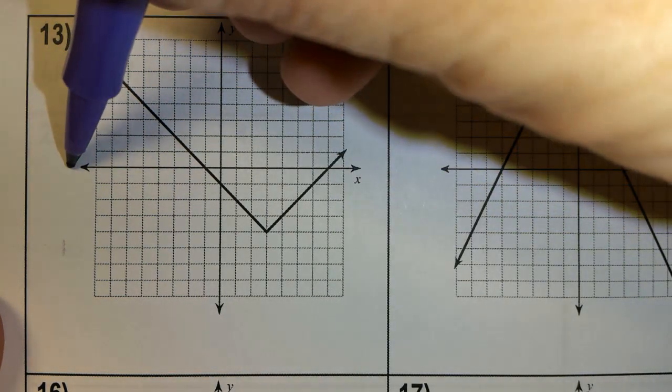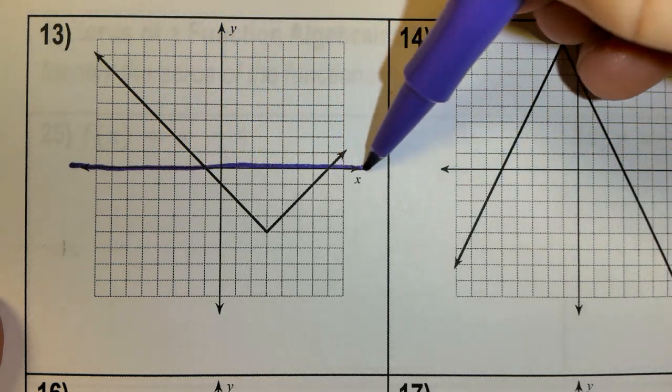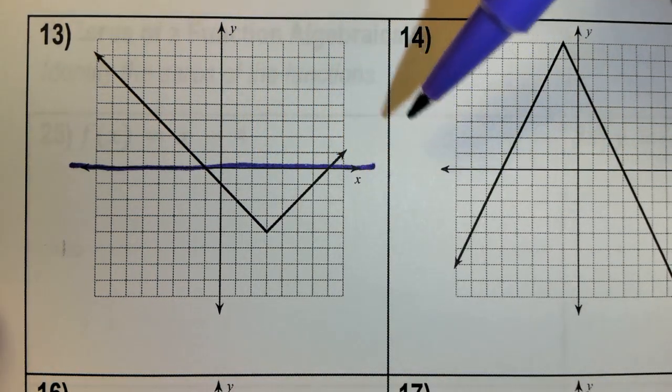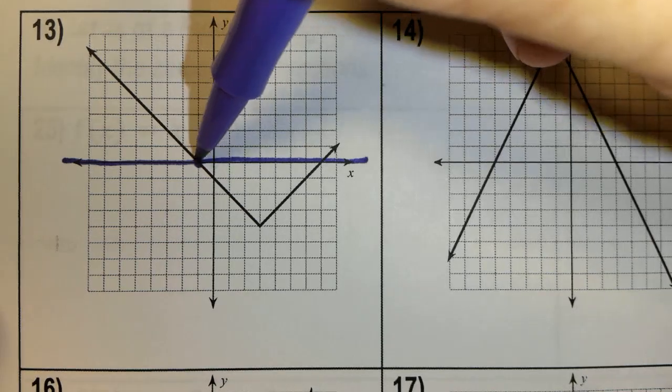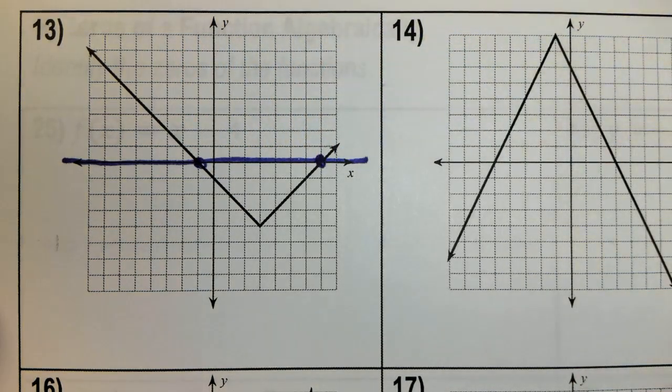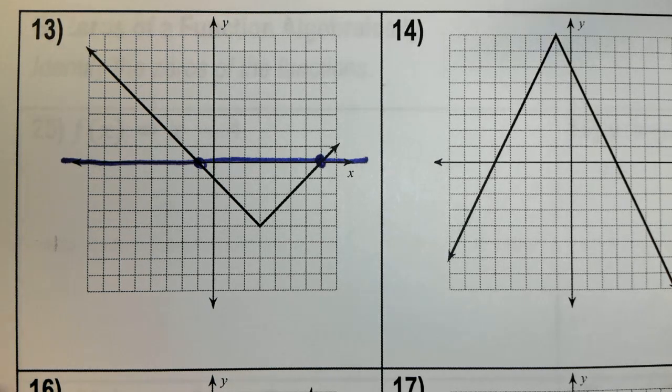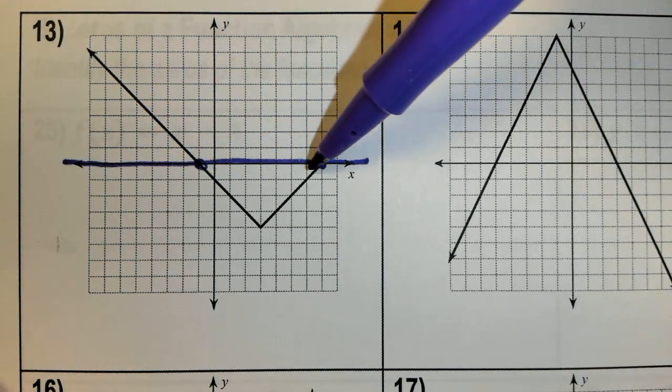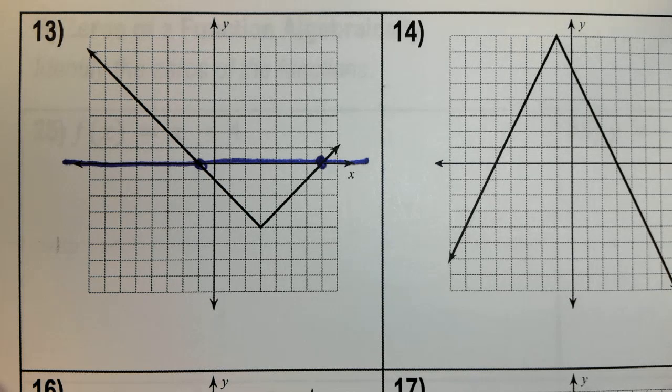To find the zeros, I just want to find all the points that cross on the x-axis, okay? So this one, it crosses here and over here. Okay, again, I don't care what shape I have. I don't care what it looks like. My only concern is where it crosses on the x-axis. So it can look like anything.